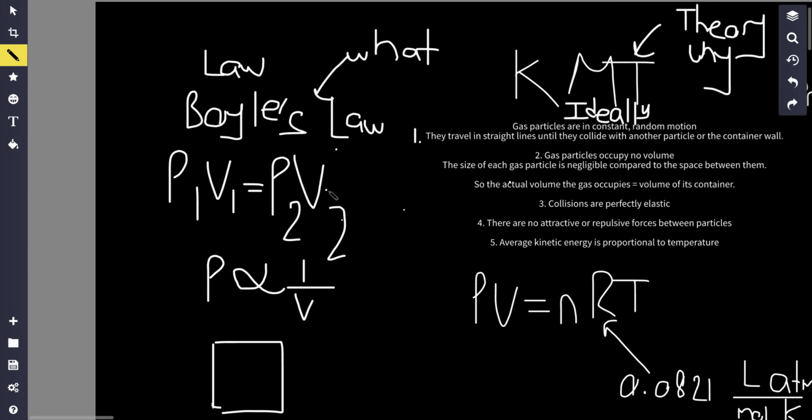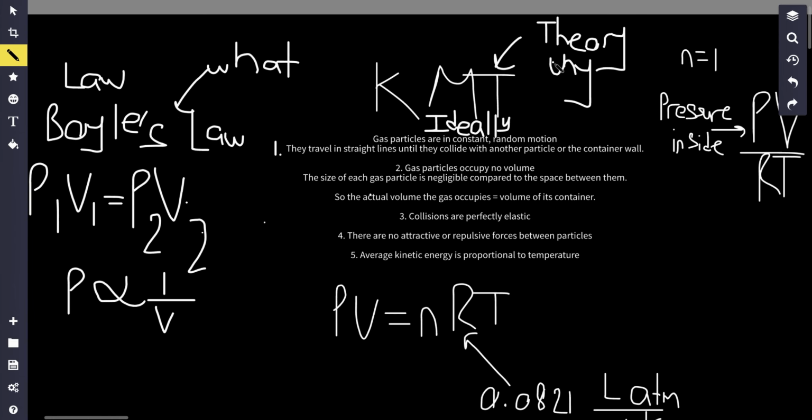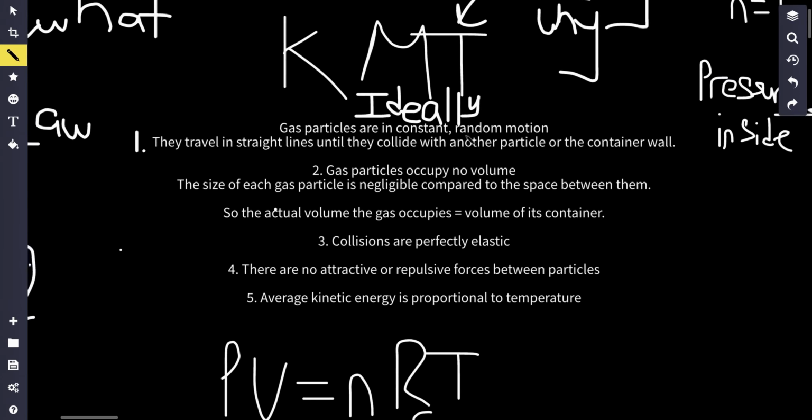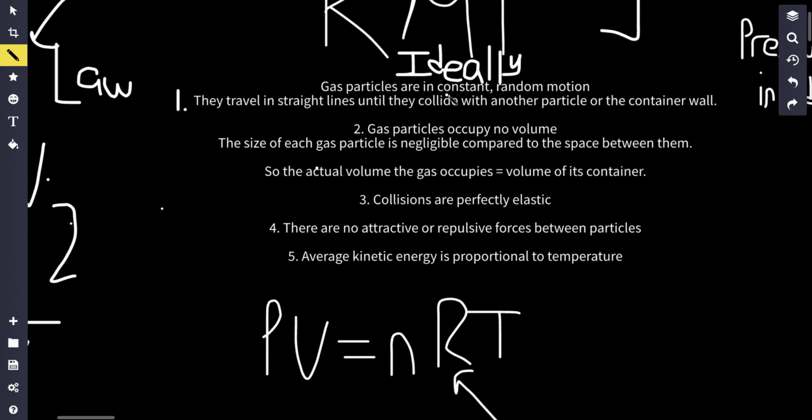Now, Boyle's law describes what happens, but the kinetic molecular theory describes why these things happen. Specifically, the kinetic molecular theory gives a set of rules for how a gas particle behaves ideally. So ideally, gas particles are in constant random motion. They travel in straight lines until they collide with another particle or the container wall.